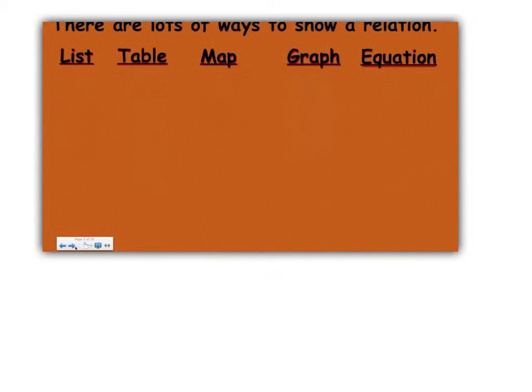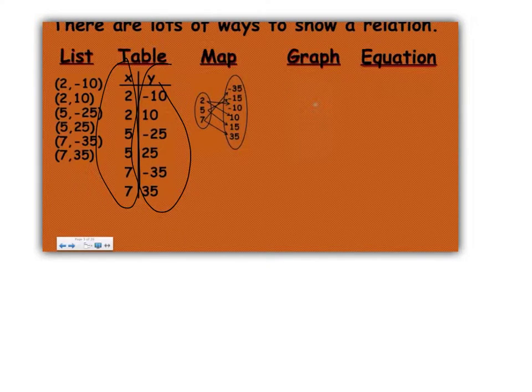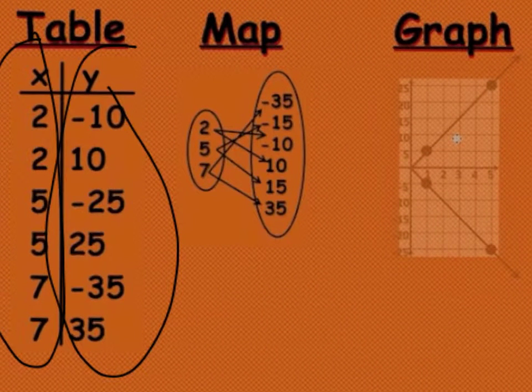So there are a few different ways to write out relations. The first is just a normal list of points. The next is a table, which you're used to seeing, all of your x points, all of your y points. The next one is a map, which looks confusing, but it's actually not. So if we look at this map, what we're actually looking at is our domain and range, okay?